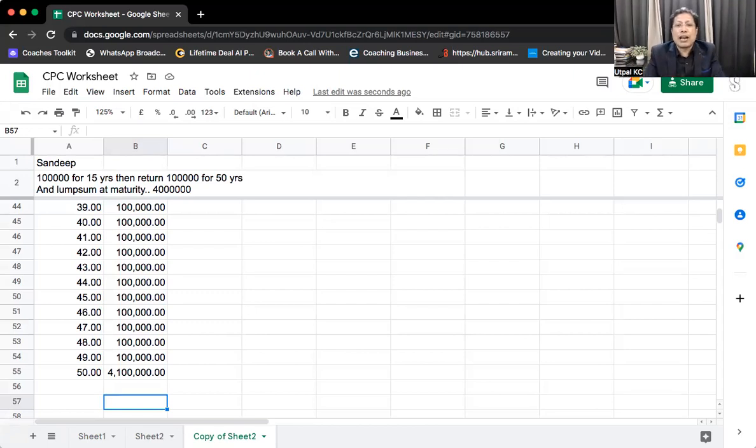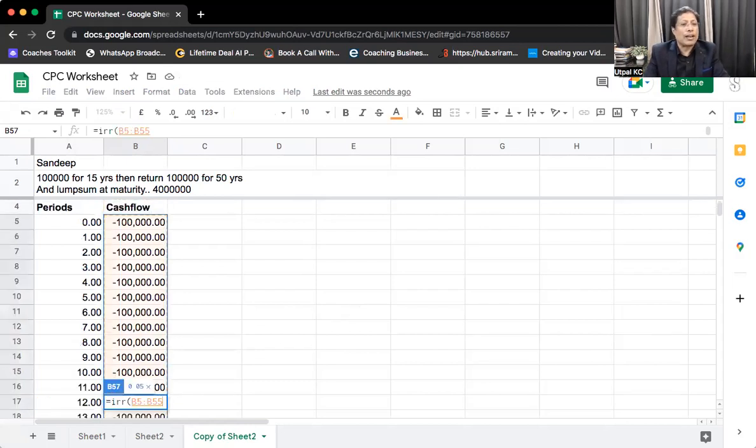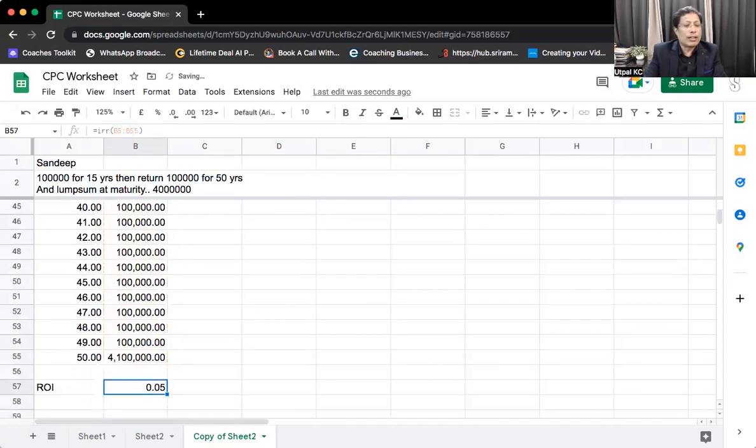Hey, Sandeep, are you there with me or not? He has left, or got disconnected. Anyway, I'm doing the calculation on his behalf. So now we are doing the IRR. With this return he is going to get 5.15% per year. This is the return he is getting.